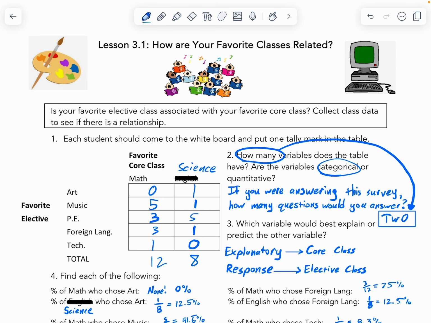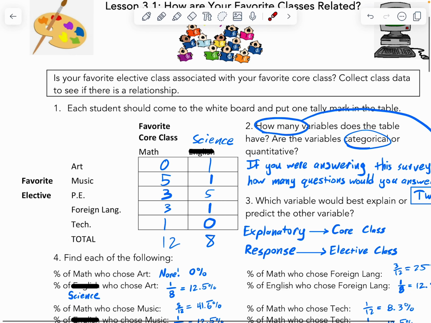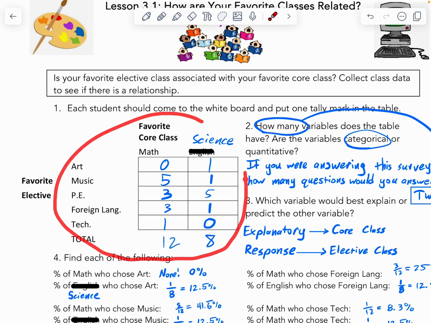So we're looking into your favorite classes and if they're related to each other. So we're looking at your elective class and your favorite core class. If I was in class, I'd have you put all of your responses up here on the board. For now, I'm going to use the data I had from last year's class. The answer key says English right here, but my last year's class, they wanted to do math and science. So we did math and science.